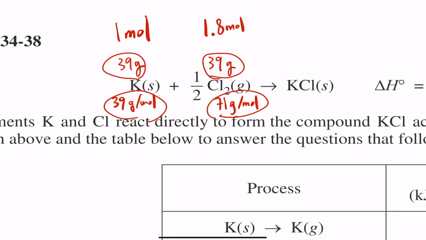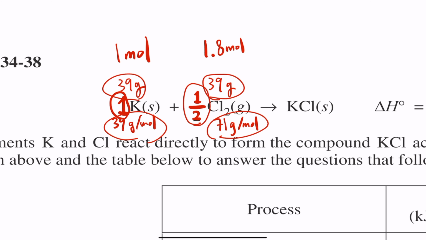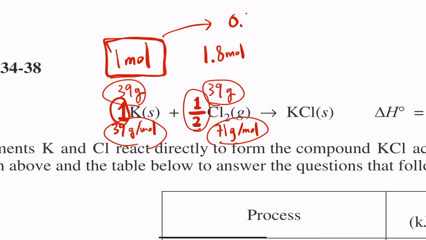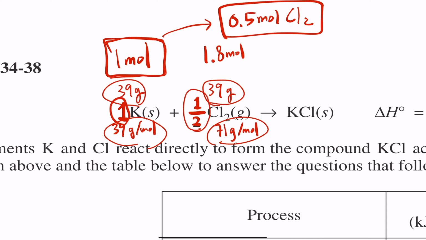So let's think about it. The stoichiometry is that every time you run this reaction once, you're using 1 mole of potassium and only a half mole of chlorine gas. So if you have 1 mole of potassium, all you need is 0.5 moles of chlorine to completely react it. Given that you have 1.8 moles, clearly potassium is going to run out first. So that's our limiting reagent right there.